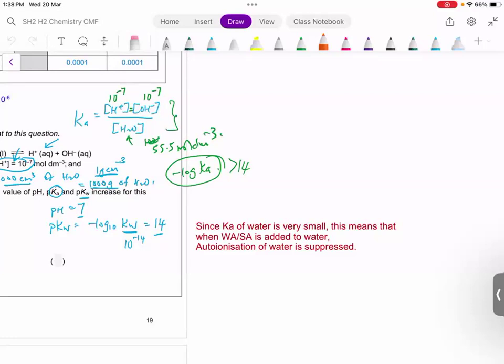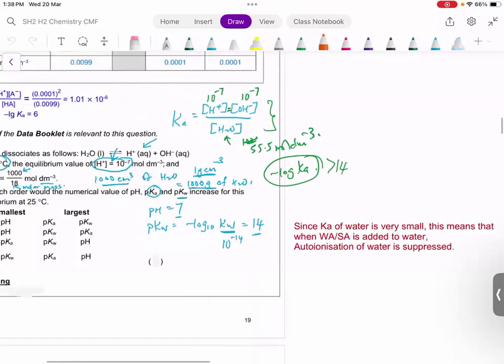All right, and you need the Kw value when you are asked to calculate the pH of a base. For acid, pH of the acid, very straightforward. You don't need the Kw, but Kw becomes relevant when you are asked to calculate pH of a base. Please take note.